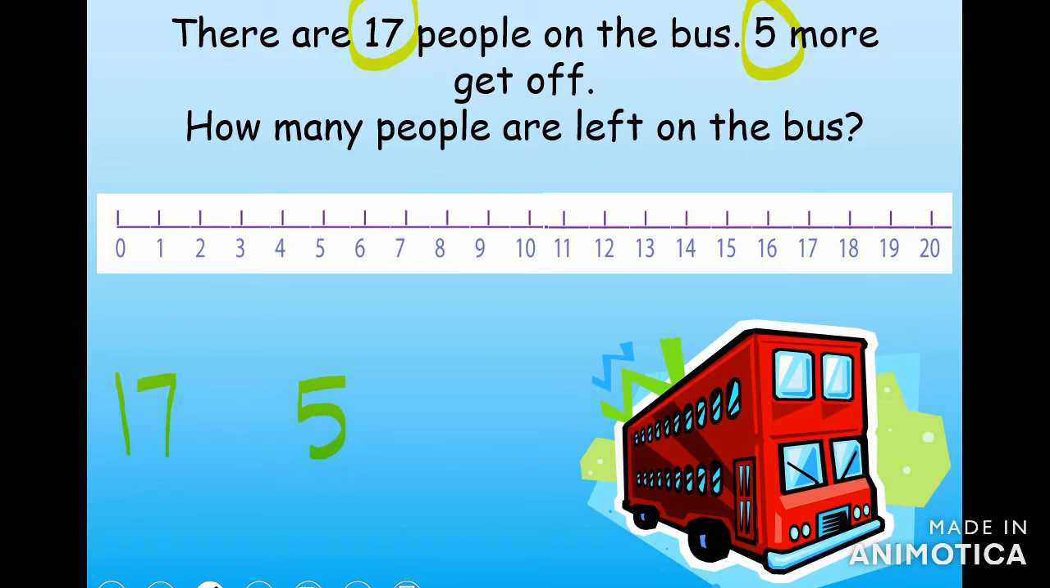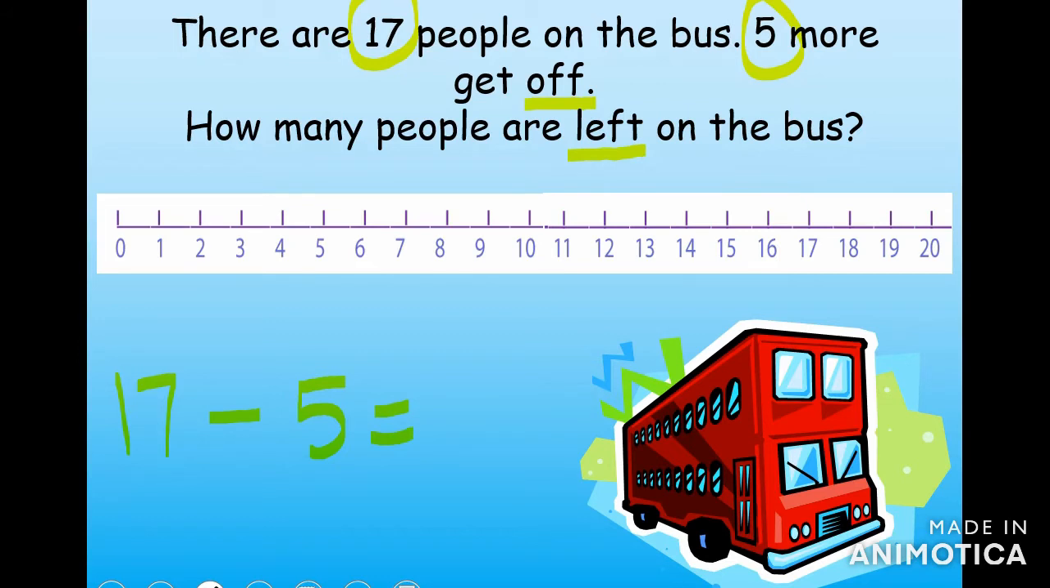Next, we're going to have a look at the words. It says there are 17 people on the bus, 5 more get off. So if people are getting off the bus, that means that the number of people on the bus is going to reduce, it's going to get smaller. So how many people are left on the bus? So from that we can find out that we're going to need to take away, because like we said, people are getting off the bus, so there must be a smaller number at the end.